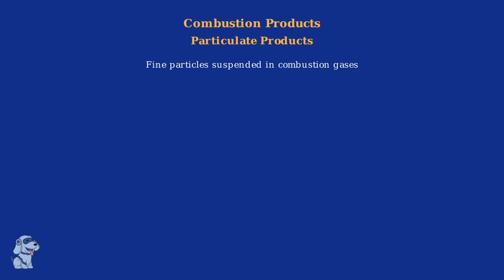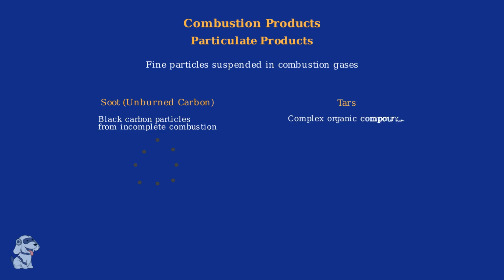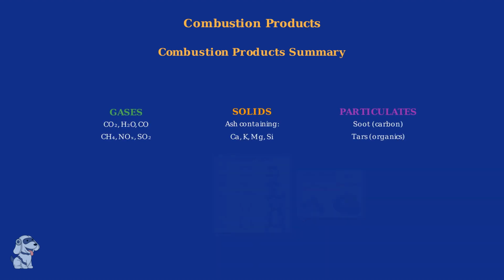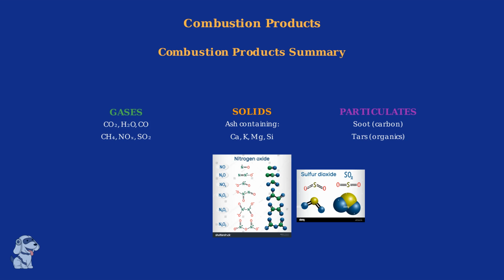The 2 main types are soot and tars, both resulting from incomplete combustion processes. Soot consists of unburned carbon particles that appear as black specks. These form when there is insufficient oxygen for complete combustion of carbon containing compounds. Tars are complex organic compounds that condense from the volatile gases produced during pyrolysis. They appear as sticky, dark substances and can contribute to air pollution. Wood combustion produces a complex mixture of gases, solids, and particulates. Understanding these products is essential for optimizing combustion efficiency and minimizing environmental impact.